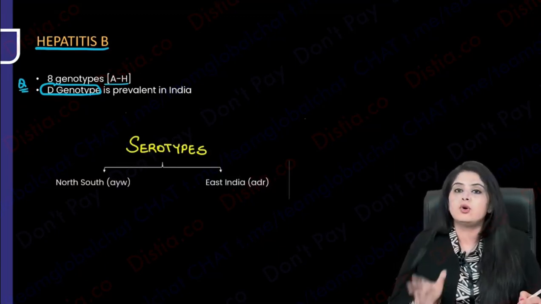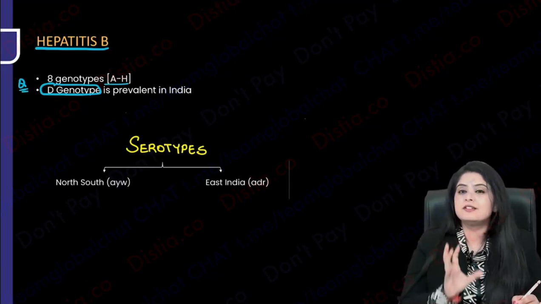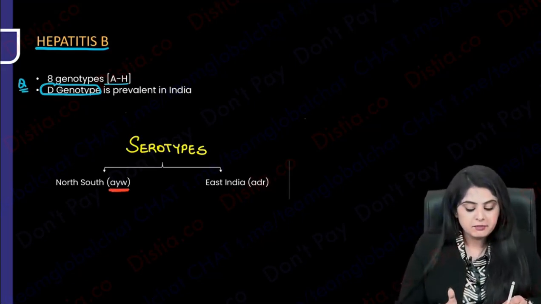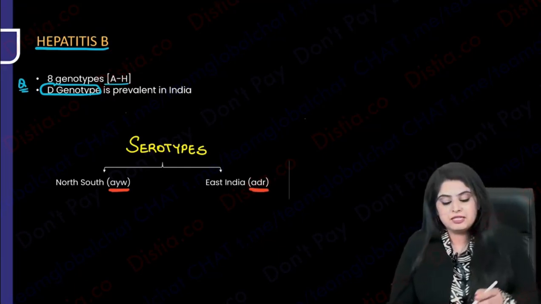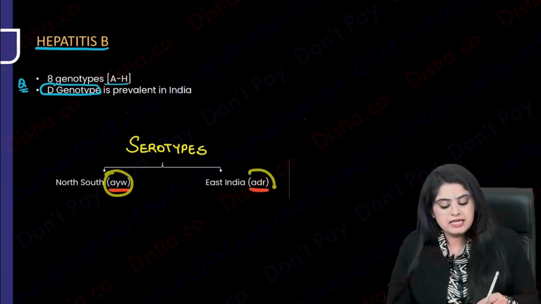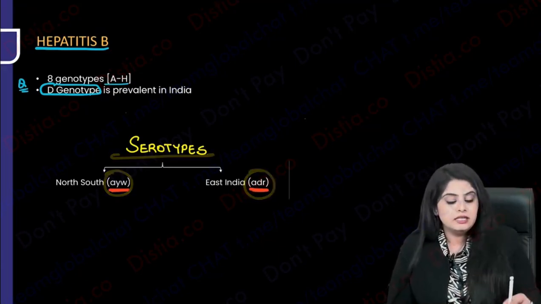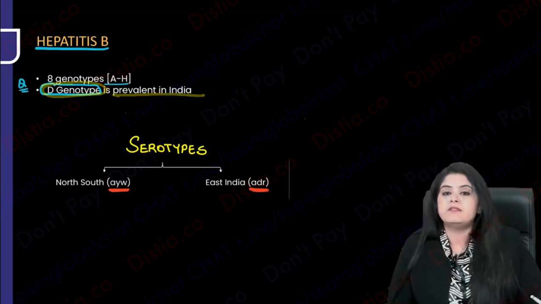Neither do you have to learn north and south, east and west, but at least learn the names. AYW and ADR. These are the serotypes which you are finding in India. Repeating, AYW and ADR are the serotypes in India. D genotype is the one that is prevalent in India.